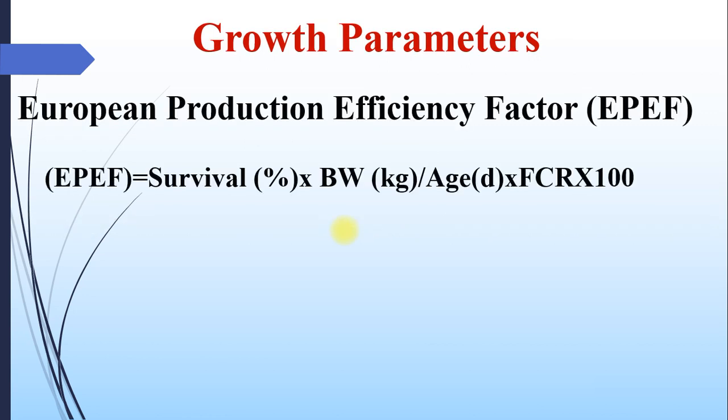Then European Production Efficiency Factor, EPEF, equals survival percent into body weight in kg, divided by age in days into FCR, into 100. So European broiler index and EPEF can be used for different regions and different flock sizes, to compare results.